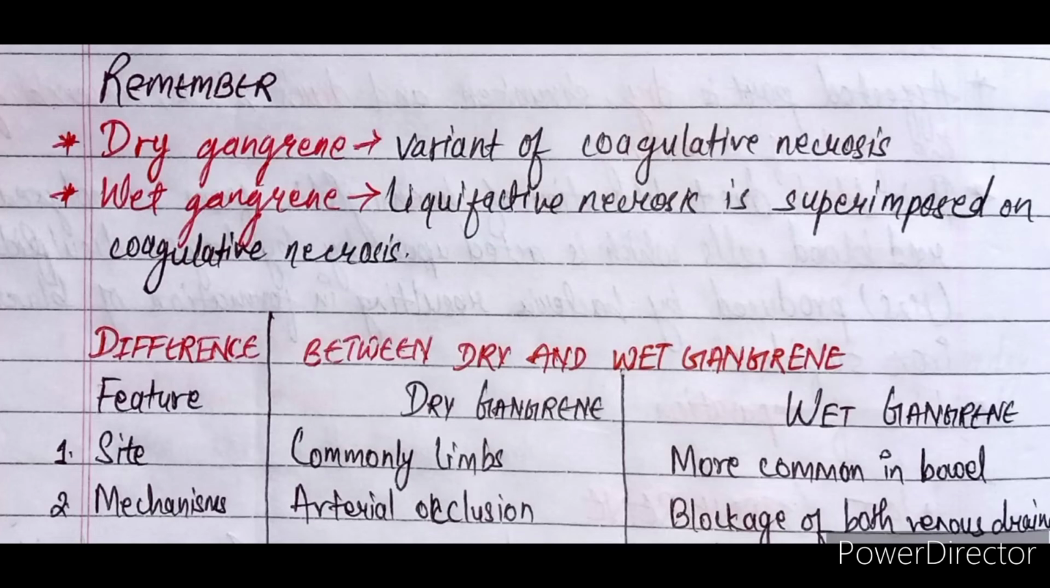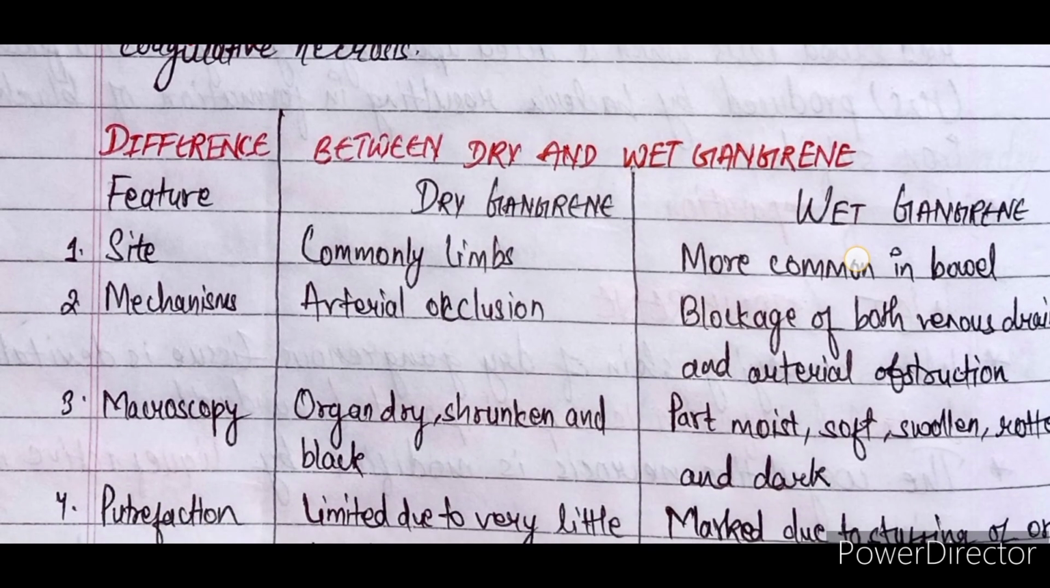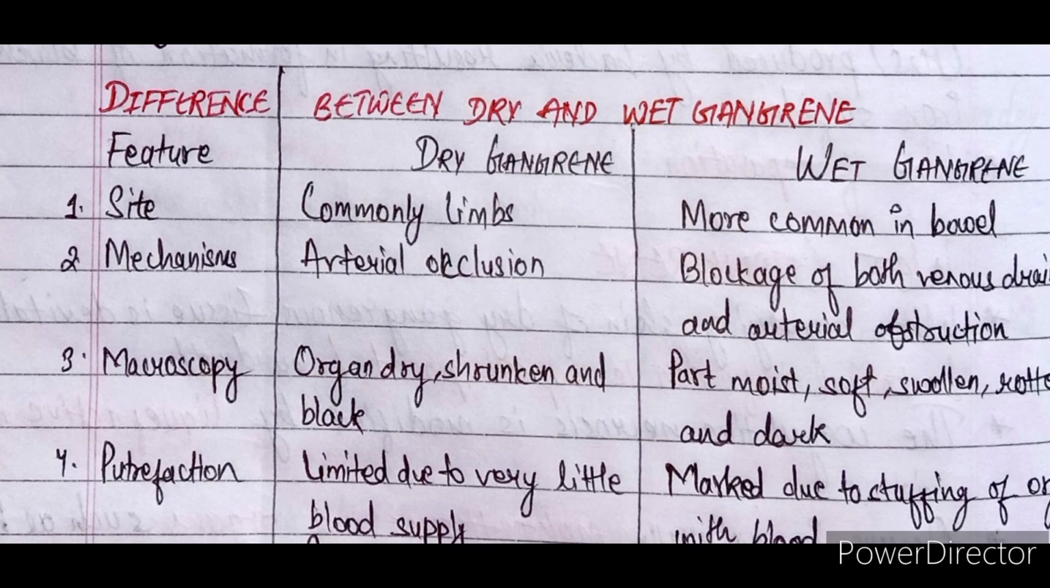So here are few points that we have to remember. Dry gangrene is a variant of coagulative necrosis, whereas in wet gangrene, the liquefactive necrosis is superimposed on coagulative necrosis. Now let's see the difference between dry and wet gangrene. The dry gangrene commonly occurs in the limbs, whereas wet gangrene occurs in moist tissues, that is bowel, lungs, cervix, vulva, etc. And in dry gangrene, there is generally arterial obstruction, that is arterial occlusion, whereas in wet gangrene there is blockage of both venous as well as arterial obstruction.